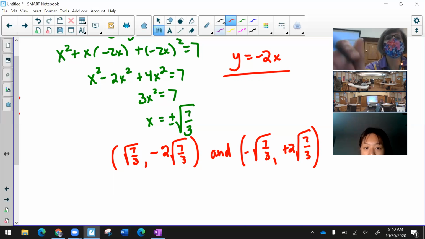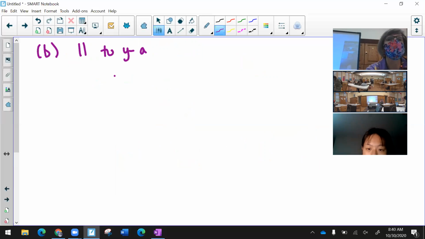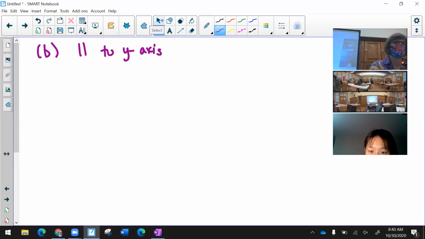Okay. Because part B is a little wacky. For part B, we're looking for the points where our tangent is parallel to the y-axis. Now, what's the slope of a line that's parallel to the y-axis? What is it?